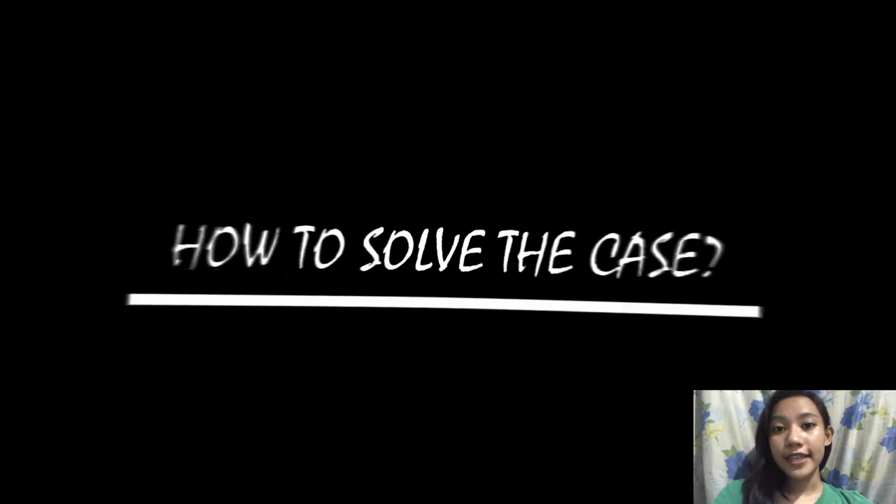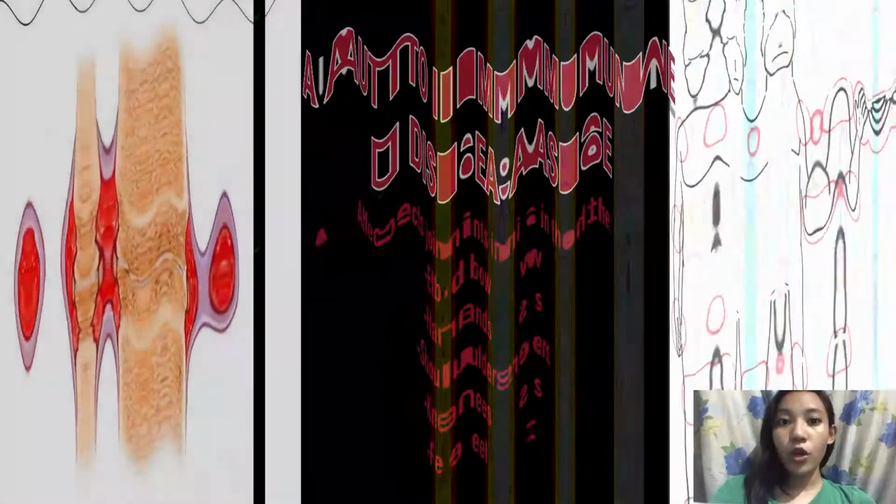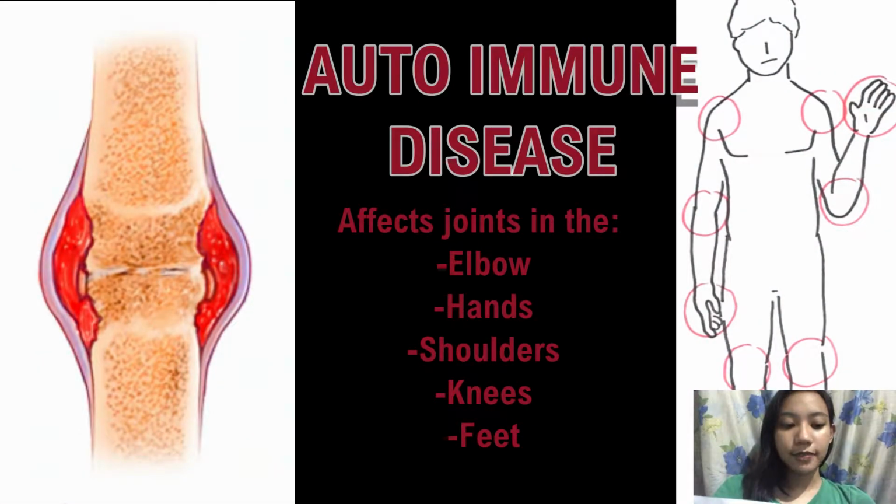How to solve the case? First, we need to discuss the basic facts in the case study, and here we have rheumatoid arthritis or RA and the Naproxen. So, what is rheumatoid arthritis? Rheumatoid arthritis is a type of autoimmune disease wherein it creates inflammation that causes tissues in the injured area to thicken, resulting in swelling.